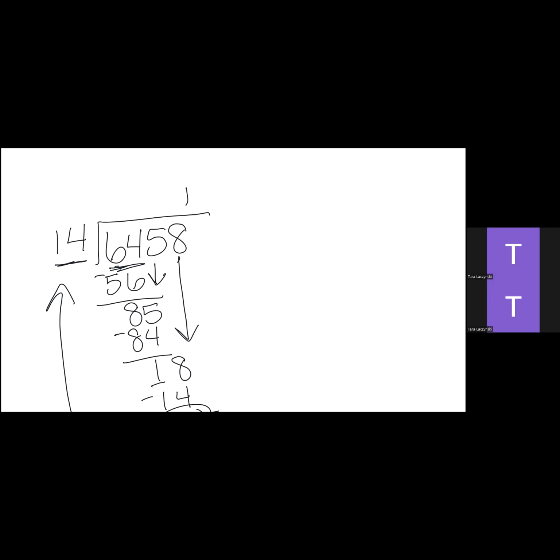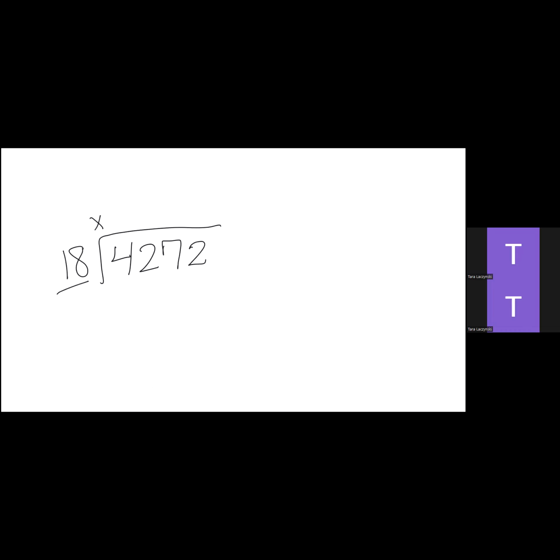Moving right along to our next one. Our next one is 4,272 divided by 18. Does 18 go into 4? No. Does it go into 42? Absolutely, 2 times. When I multiply 2 times 18, I get 36.